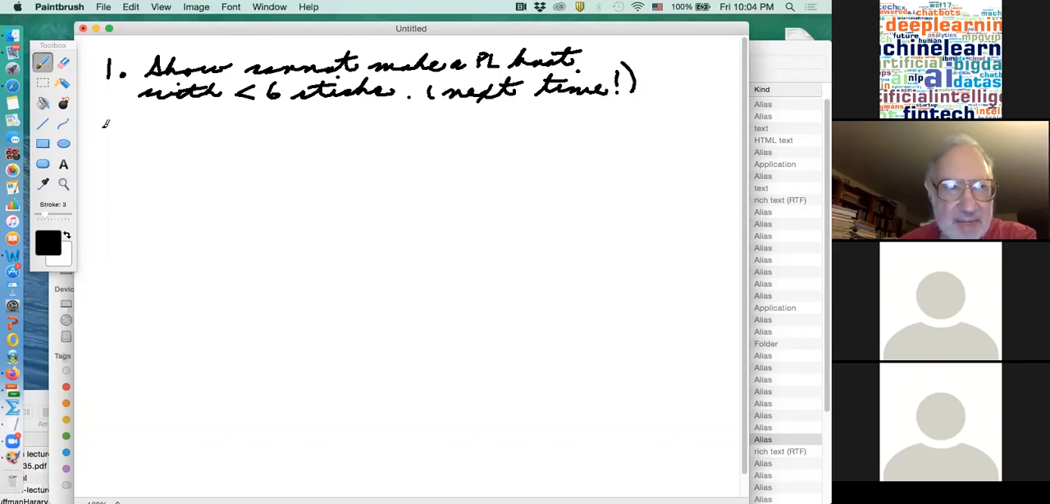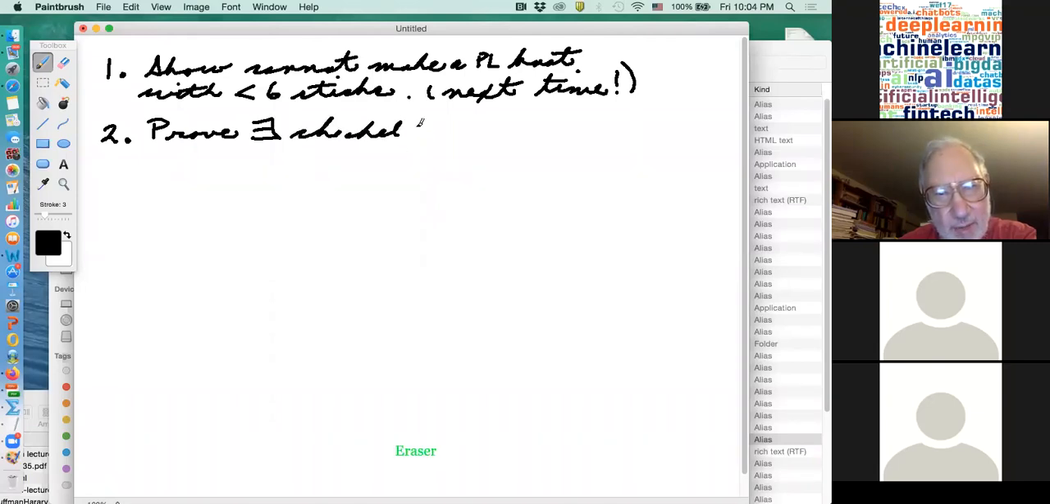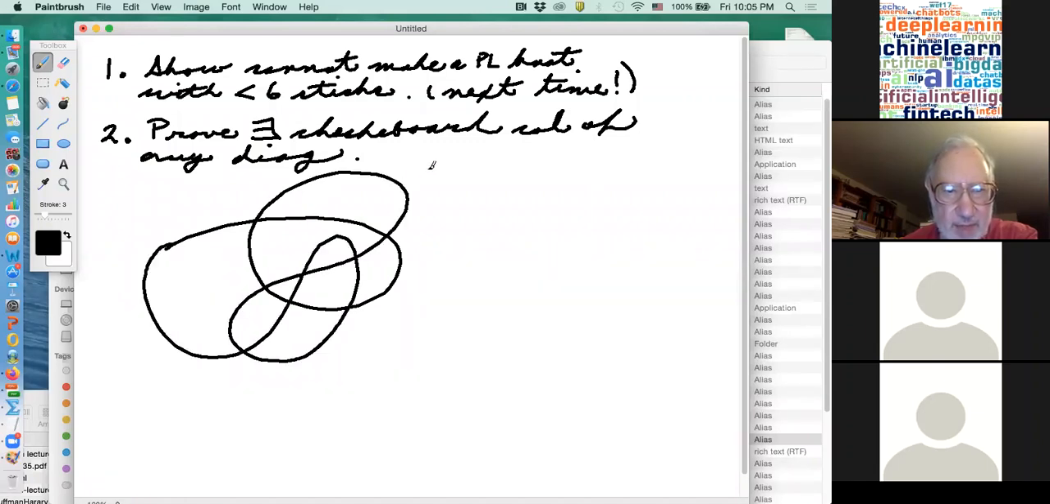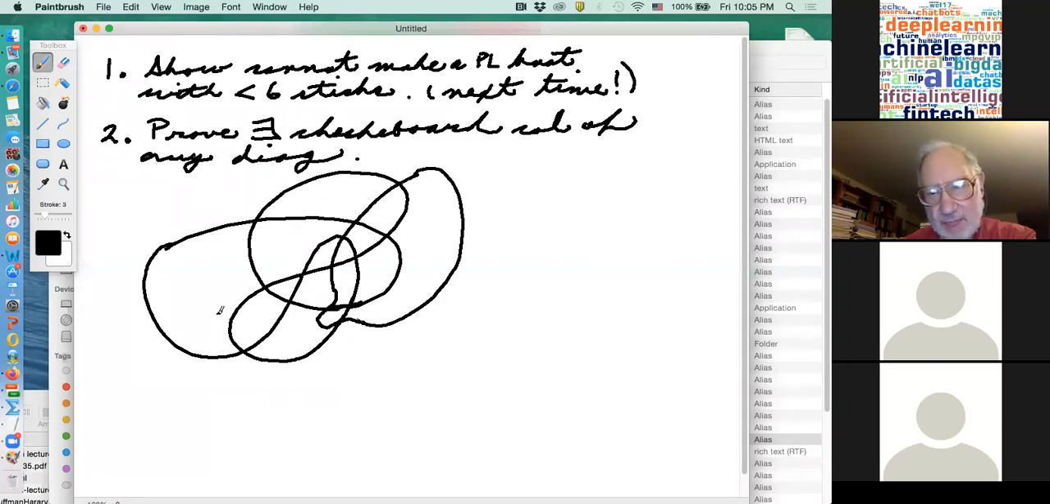All right. Then the second thing from last time was to prove that there exists a checkerboard coloring of any diagram. That is to say, you draw a diagram, and it could be a multi-component diagram. Our diagrams are all supposed to be, for our purposes at this time, of only four regular nodes, so like that. So, I wish to prove that this can be checkerboard colored.